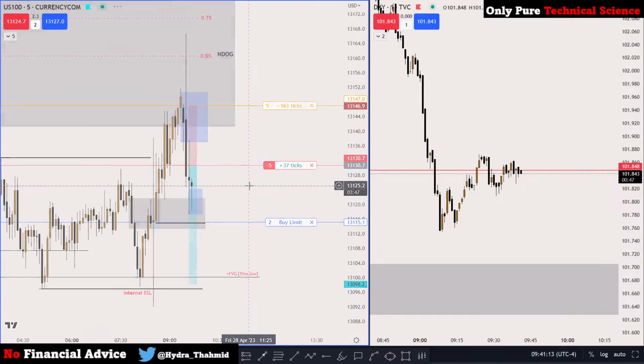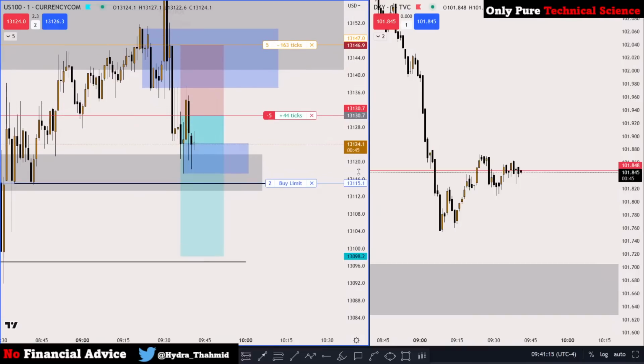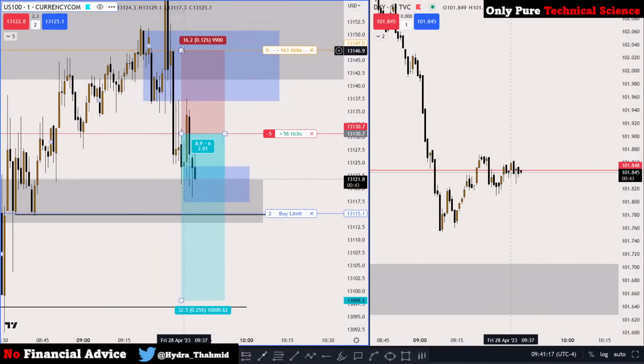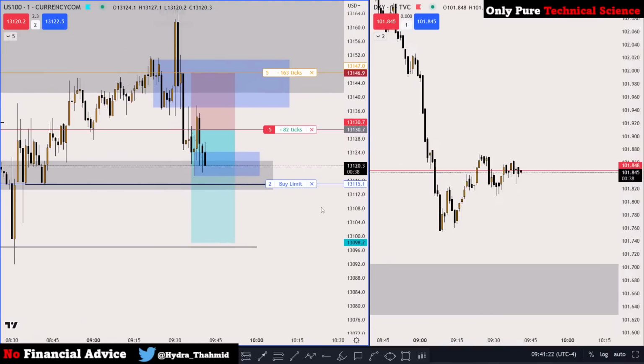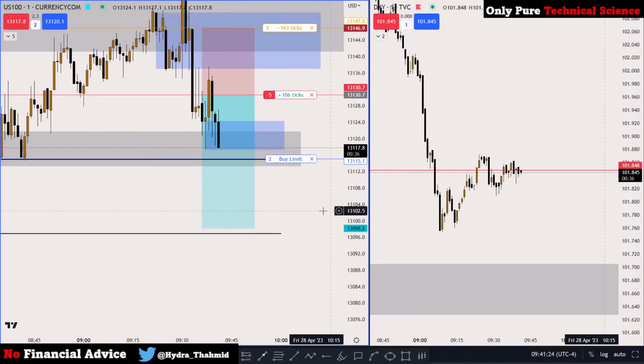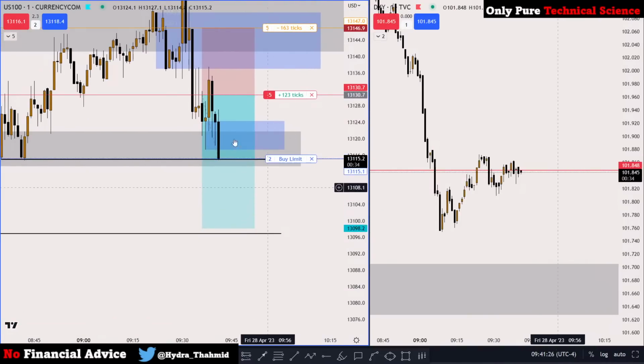US 100. High resistance. You want to see how a high resistance liquidity run looks like? It looks like this.